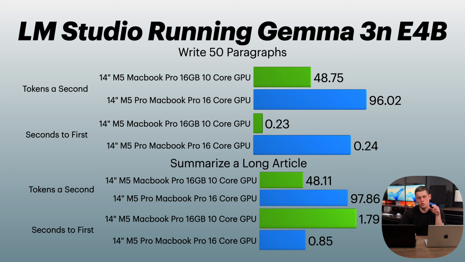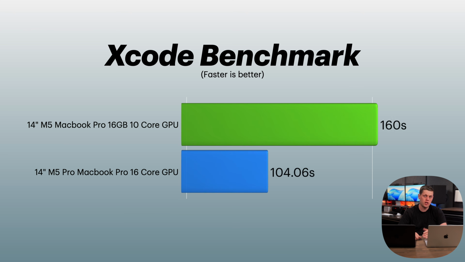Next, I put Xcode on both of these, and I ran the Xcode Benchmark. It took 160 seconds on the M5 MacBook Pro. It was down to 104 seconds on the M5 Pro MacBook Pro.